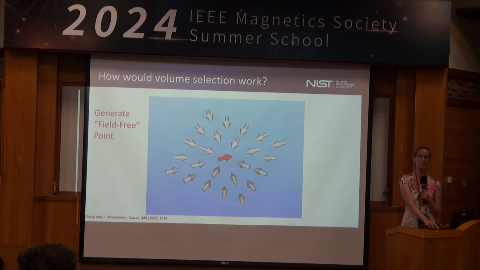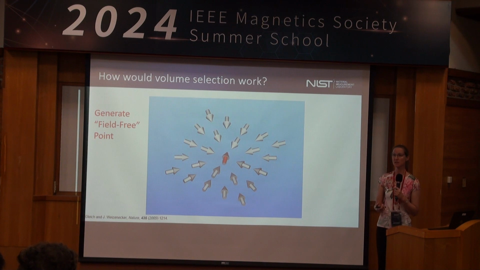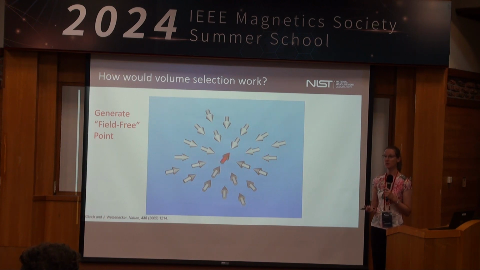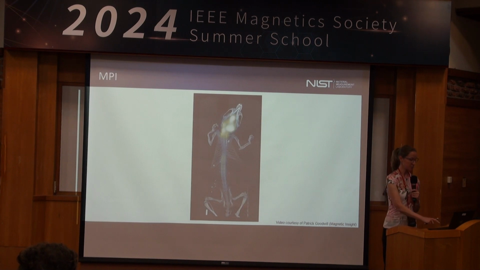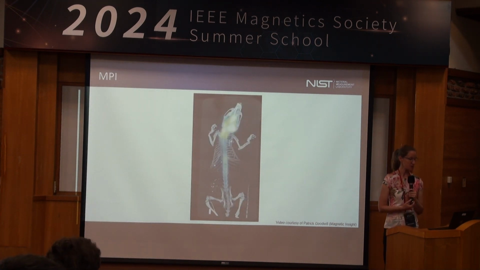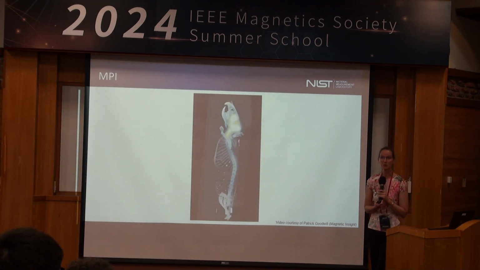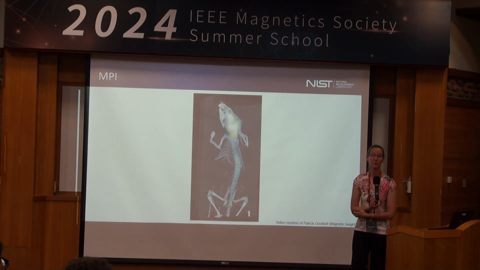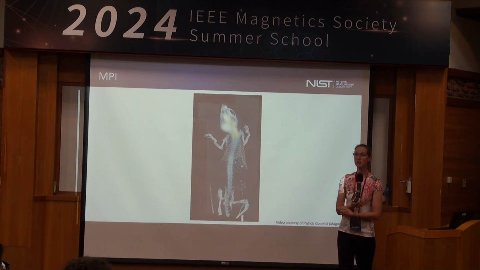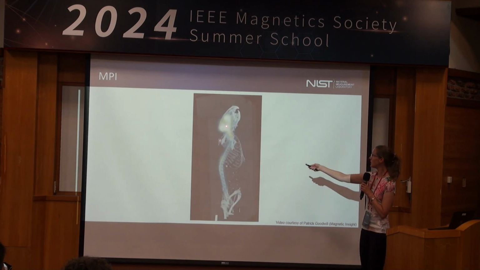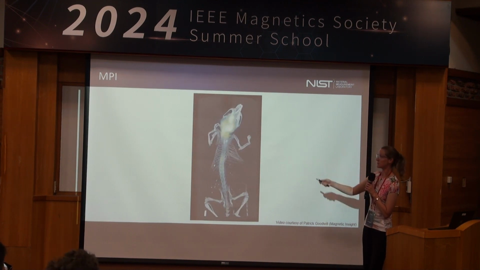So one of the things about MPI, it doesn't see biology. If you want to look at a human being and identify whether you're looking at a nanoparticle that's located in the liver or the lungs, you need anatomical information from something like MRI. Okay? So this is an example of a mouse. The anatomical information, the skeleton, is coming from MRI, and the bright spots up here are the location of the nanoparticles.